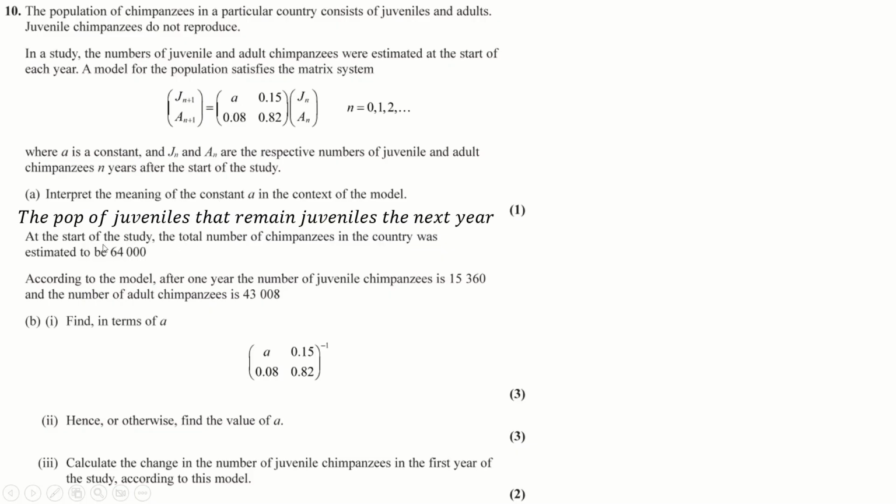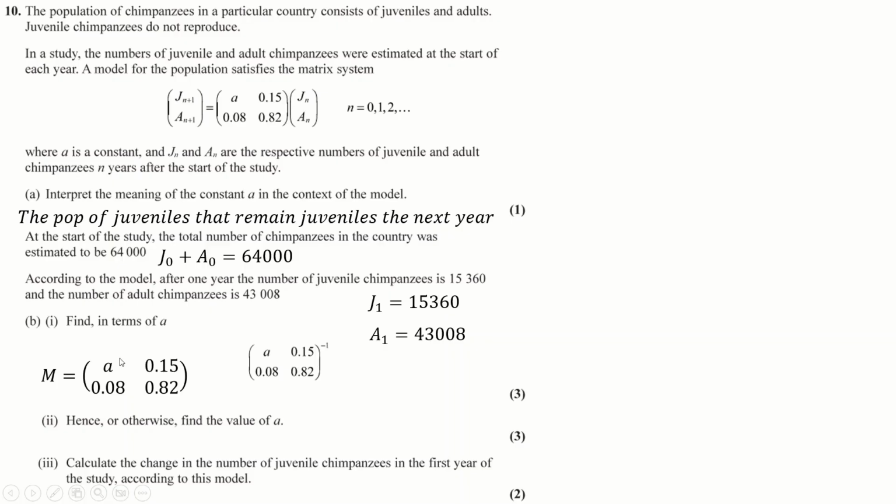Anyway, at the start of the study, which is n is 0, the total number of chimpanzees is this. So J0 plus A0 is this, is what we can glean from that. And then after 1 year, J is this, so J1 is that, and A1 is that. Find in terms of A this. So actually all of this is pointless in terms of this. We can just define M to be this matrix and then invert it.